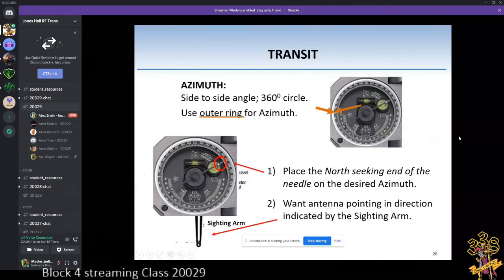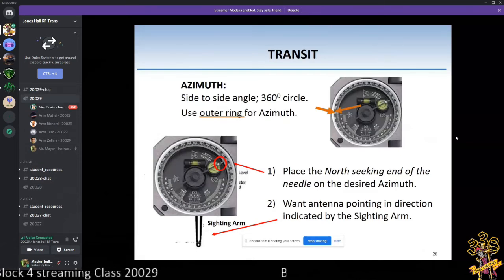Okay? So when you want to find the direction to point your antenna, if you're told it needs to be at 78 degrees azimuth, you're going to rotate the transit in your hand until the north-seeking end of the needle is on your desired azimuth, in this case, 78. So when you put it on 78, now this sighting arm points the direction you want your antenna oriented. Okay? And you will be doing that when you put up the SATCOM antenna, the AV2011.